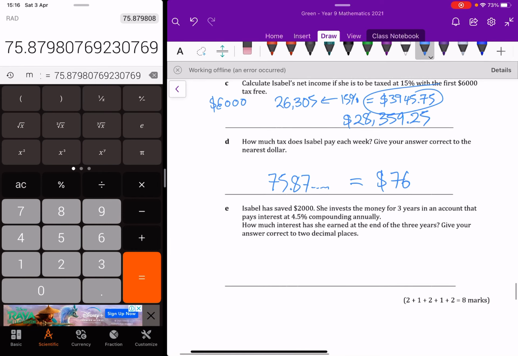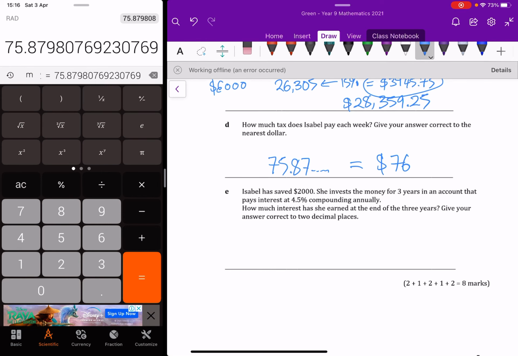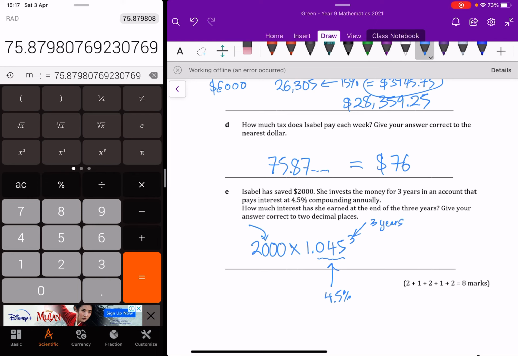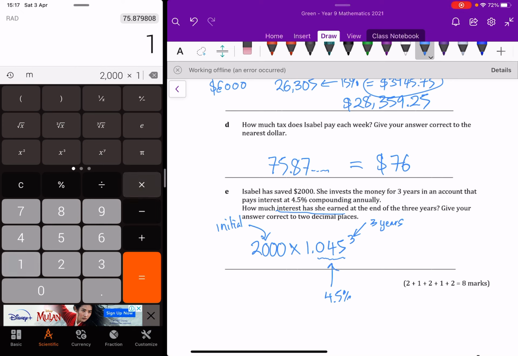Okay, so she's saved 2,000, and she invests the money for 3 years in an account that pays 4.5%. So what we're going to do is $2,000 times by 1.045 to the power of 3. Okay, so this is her gaining that 4.5%, and this is 3 years. And then this is her initial amount. Now, it says how much interest has she earned. So this is going to give us her total amount, but let's just do it first. 2,000 times 1.045 to the power of 3.